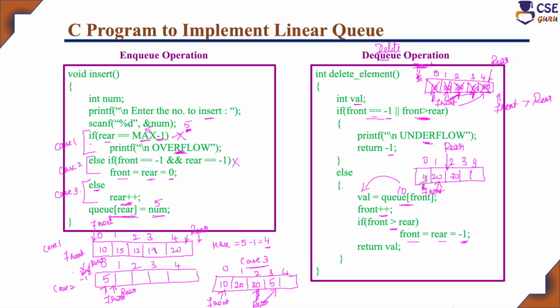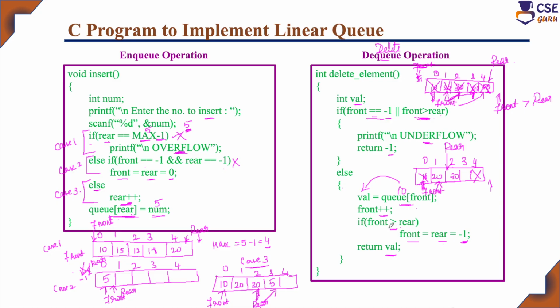Suppose here I am deleting the first memory location. Now front will point here, but after deleting the last memory location, front will point to the next memory location, right? In this case, if front is greater than rear, you reinitialize front and rear to minus 1 memory location and then return the deleted element. So this is all about the dequeue operation or delete operation in Q array.